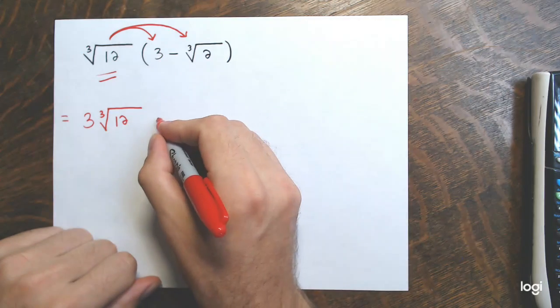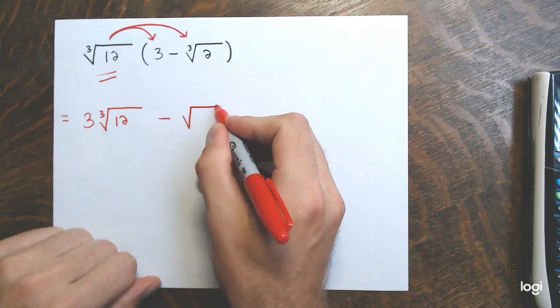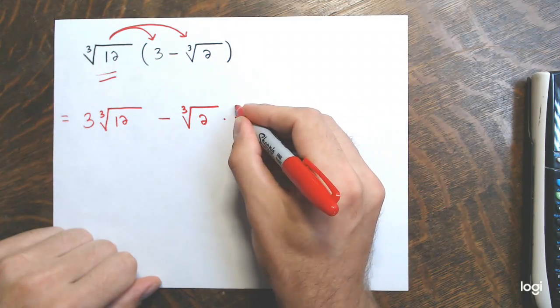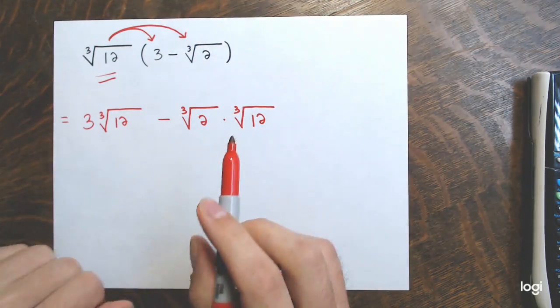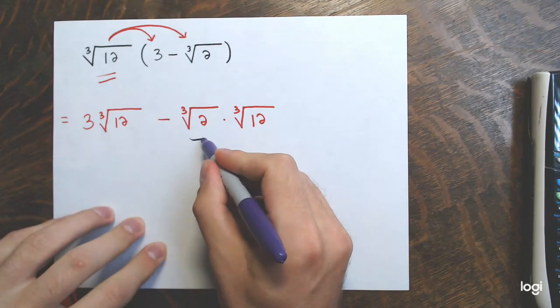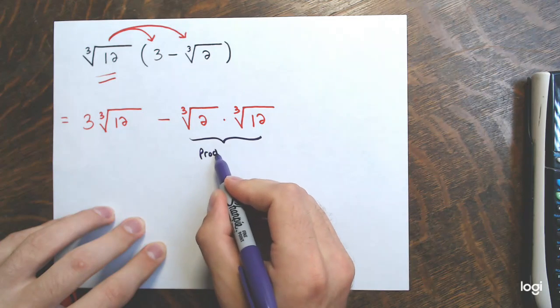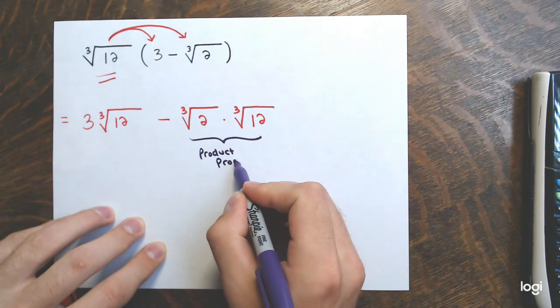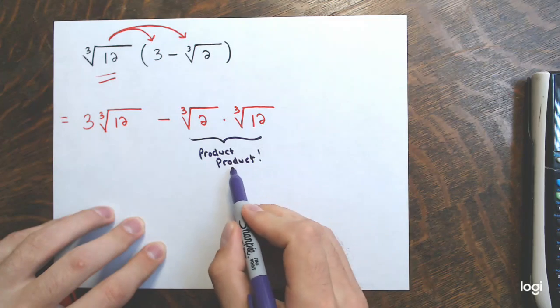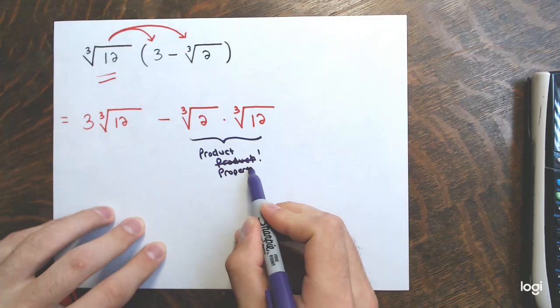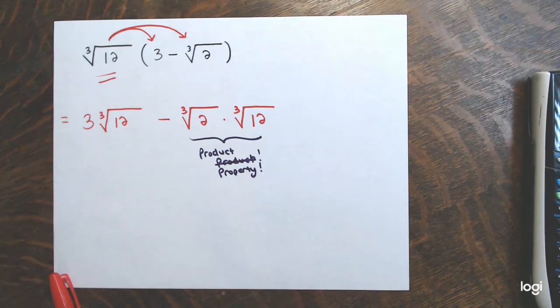Then we have minus, and then I have the cube root of 2 times the cube root of 12. That gets distributed to it. And here I can use the product property, with the product of these two cube roots. I'll just say it: product property. That's how emphatic I was. Say it twice, but you can use the product property here.